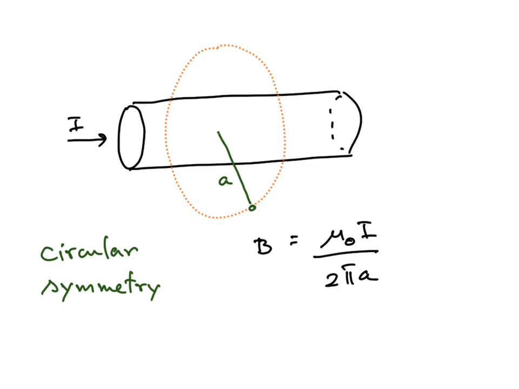Okay, so this is very simple, and if you remember when you used Gauss's law, this is very, very similar, because in the case of Gauss's law, we don't care about the distribution of the charge. We just want to know the total charge inside the closed surface. Here, we don't care about the distribution of the current. We just want to know the amount of current passing through the surface.